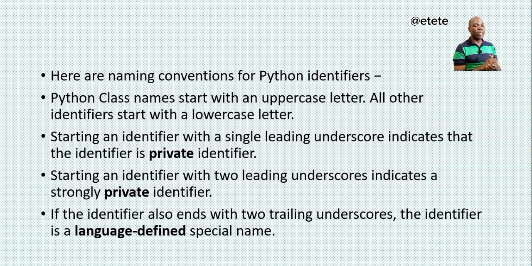Starting an identifier with a single leading underscore indicates that the identifier is private. Starting an identifier with two leading underscores indicates a strongly private identifier. If the identifier also ends with two trailing underscores, the identifier is a language-defined special name.